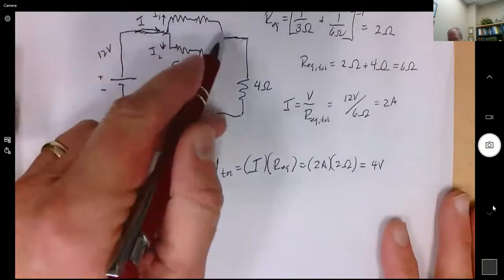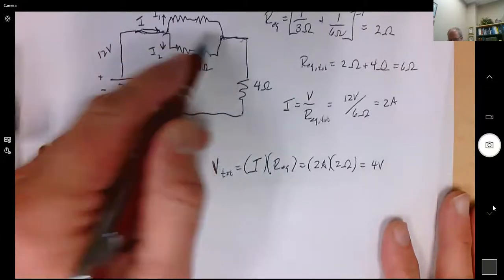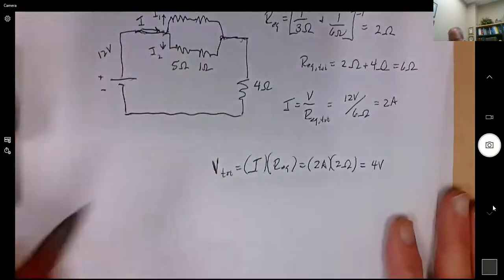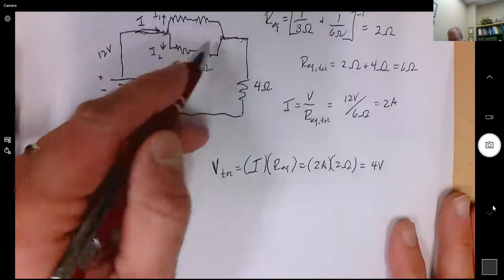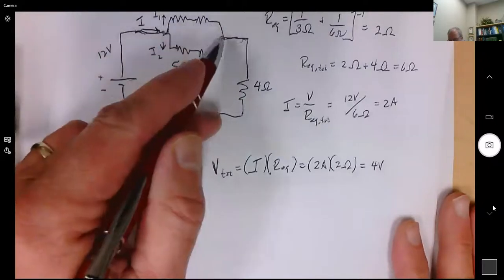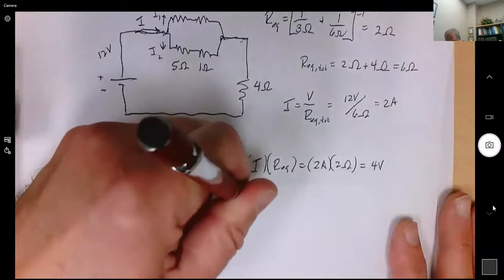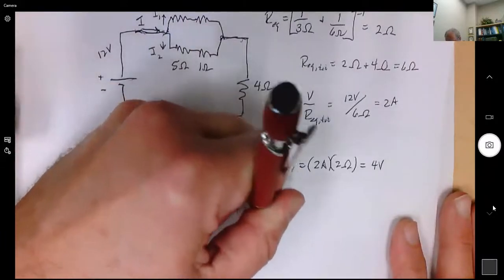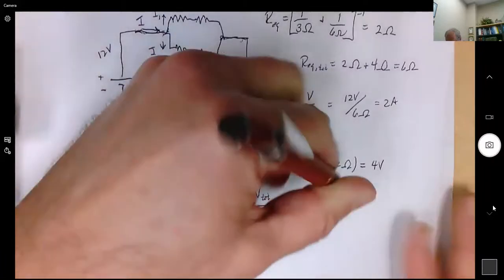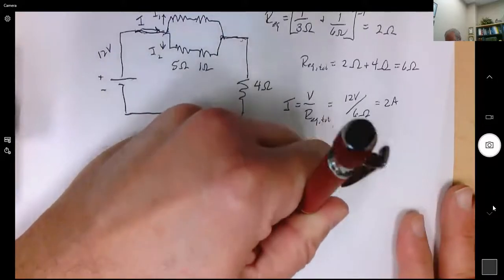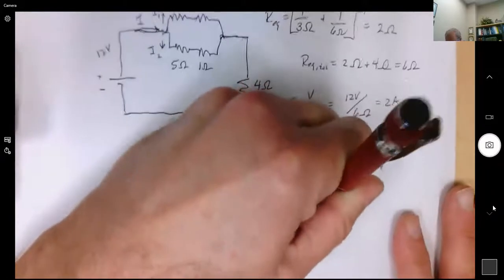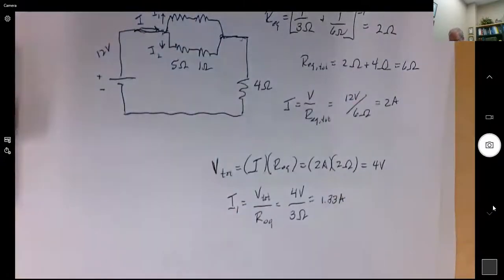Okay, so if I lose 4 volts over here, then I know 4 volts divided by 3 ohms equals 1.33 amps. Okay, so that's I1. I1 is 1.33 amps. The resistance is 2 ohms.